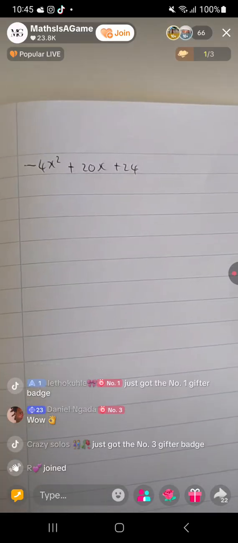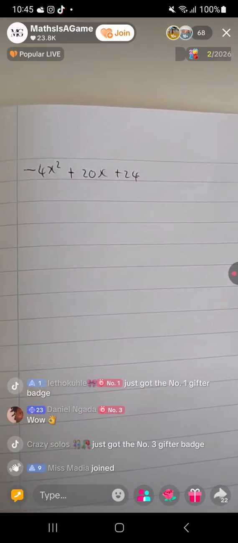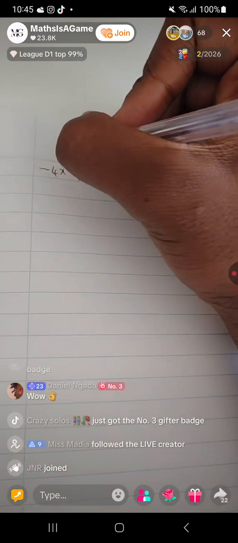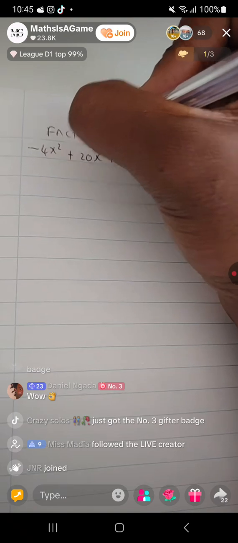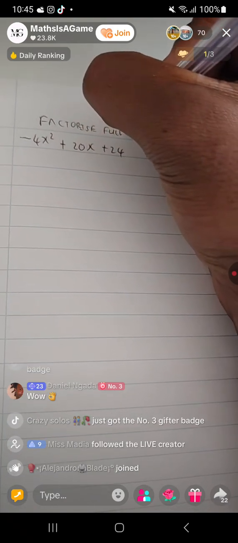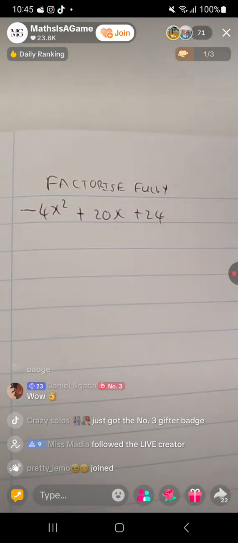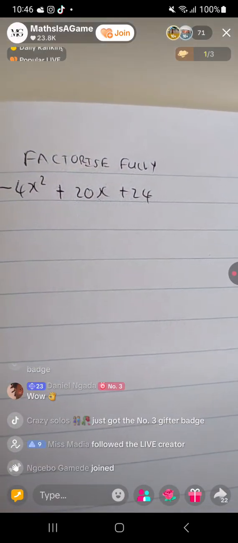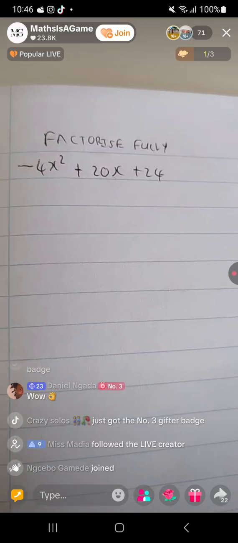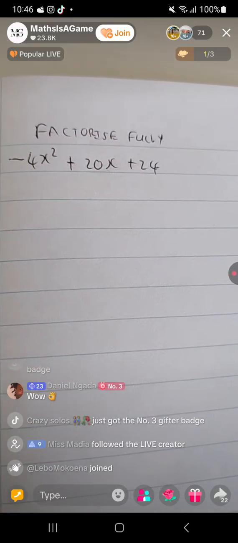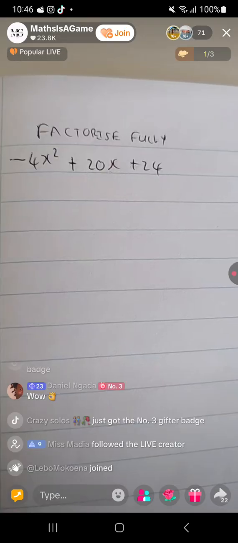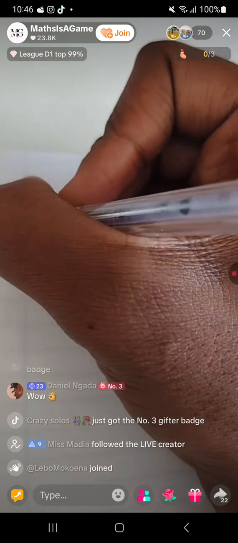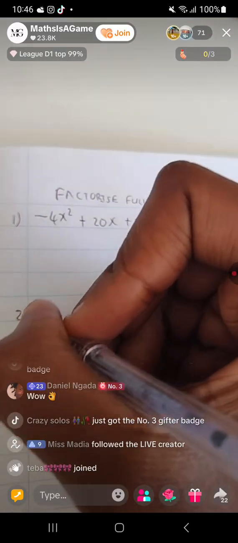Okay, here's one to do for you guys. Factorize fully. Minus 4x squared plus 20x plus 24. Please do it. I think I'm gonna give these to you to do.